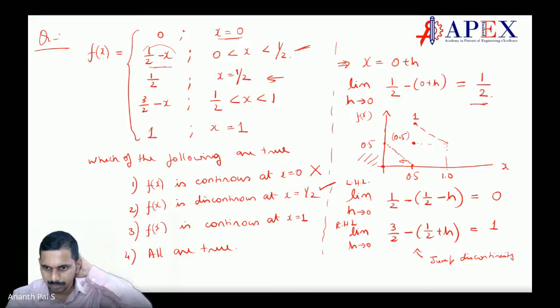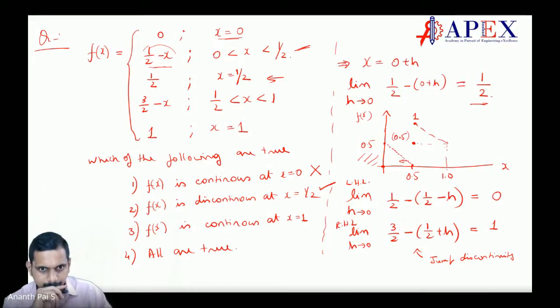Okay, fine. So yes, students. The third one you see, this one. F of x is continuous at x is equal to 1. What type of discontinuity is that?